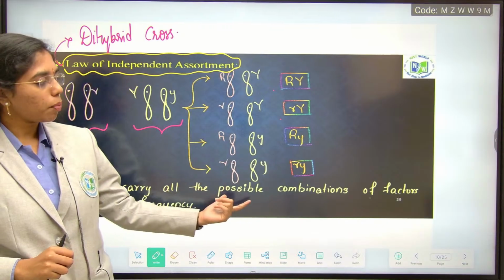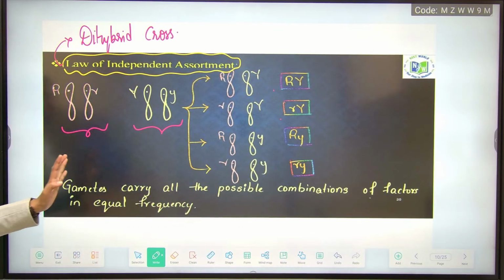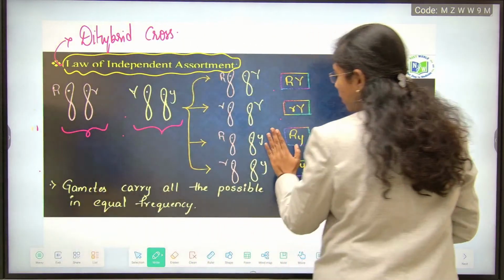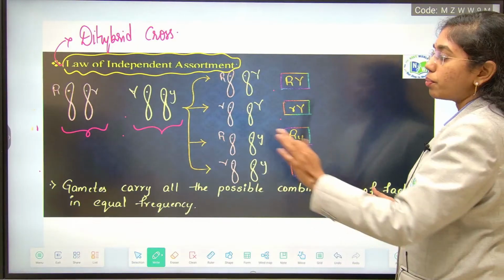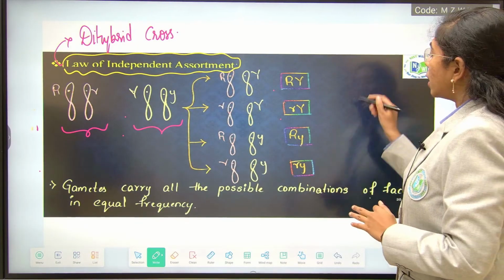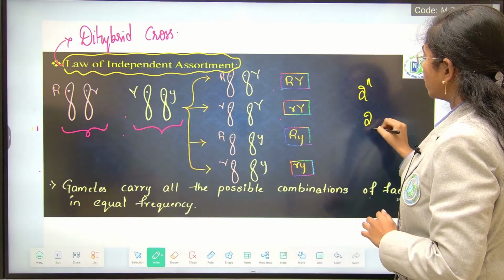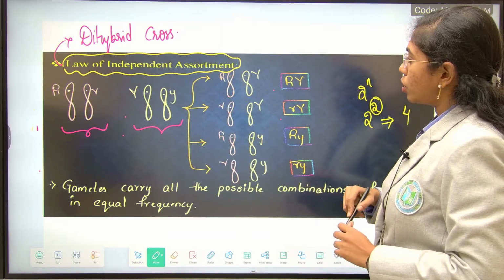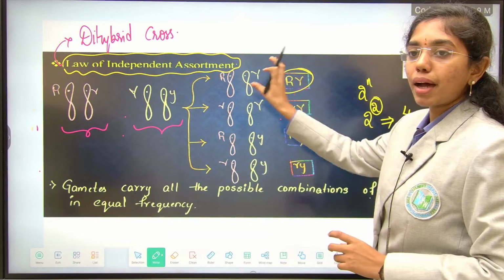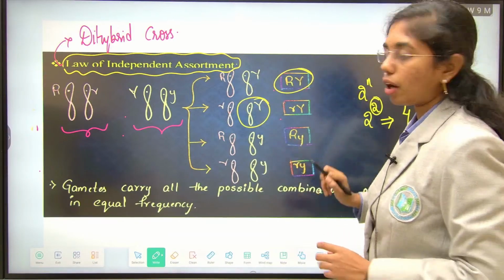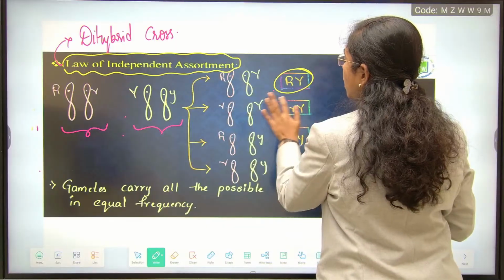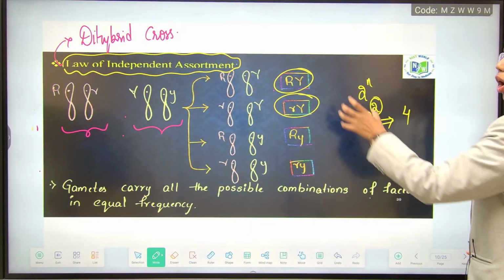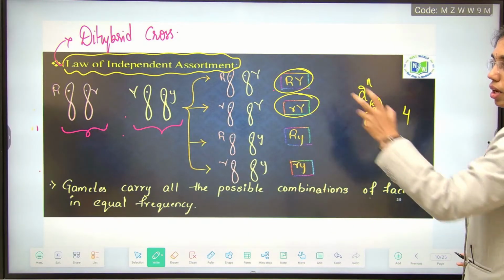Gametes carry all the possible combinations of factors in equal frequency. When two different traits are involved, 4 gametes are formed. How did we calculate that 4 gametes are formed from 2 heterozygous alleles? It is from the formula 2 to the power of n. When 2 heterozygous alleles are involved, 2 to the power of 2 gives you 4 gametes. So the transmission of one pair of alleles is independent of the other pair. That is what is given in the law of independent assortment. Clear with this, right? You have to be clear with all the possible combinations of gametes from these two different combinations.